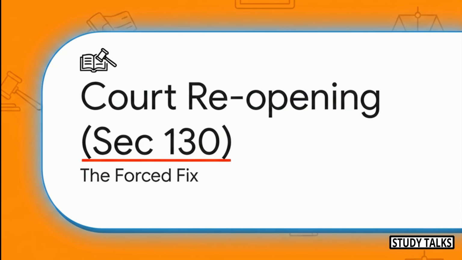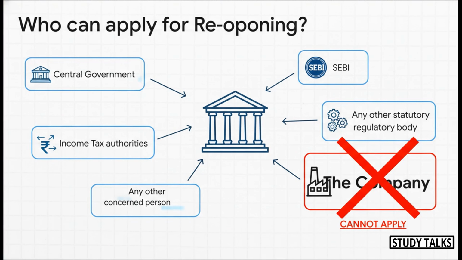I like to call this the forced fix. Why? Because the company has absolutely zero say in the matter. Some outside authority has found a major problem, and now a court or tribunal is ordering them to go back and fix their books. They have no choice. So, who can kickstart this whole process?